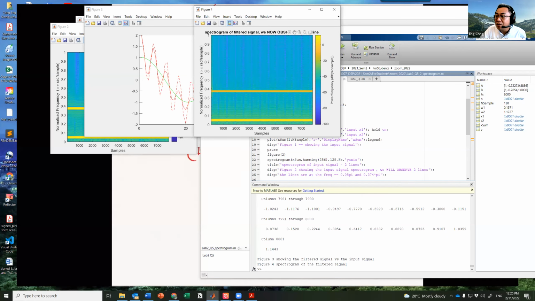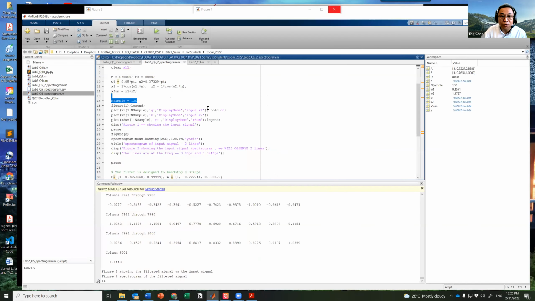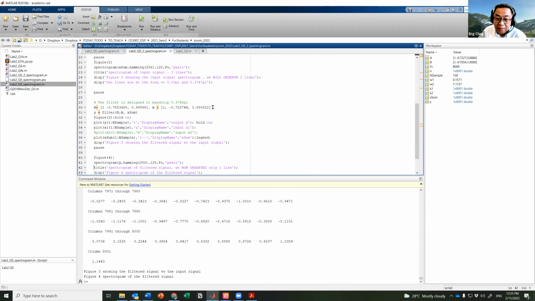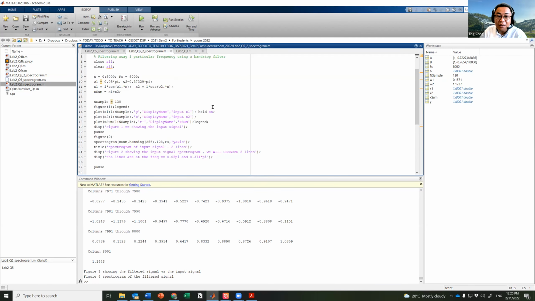Okay, clear? So then you say, did I write a lot of code? No. All I did was to tell you the B and A of the filter, and then one command called filter B and A. You can use Python lfilter, and then you can use Python spectrogram. That's it. That's all. The interesting thing, of course, is how to design this filter, which you'll learn in the second part of the course.